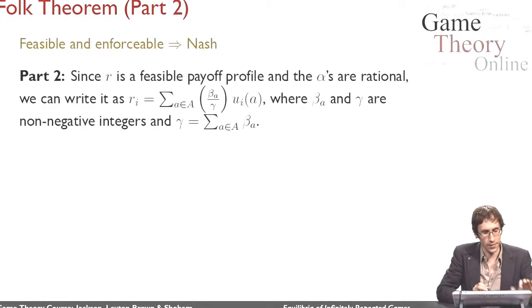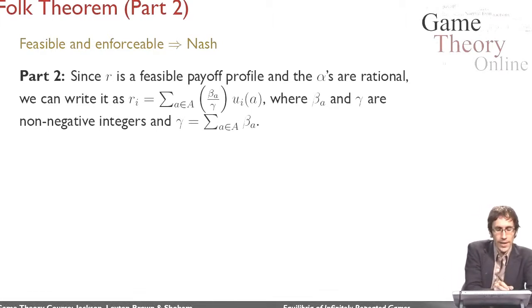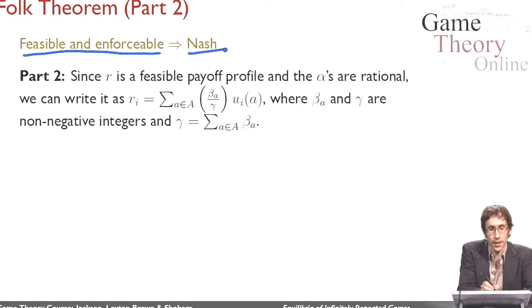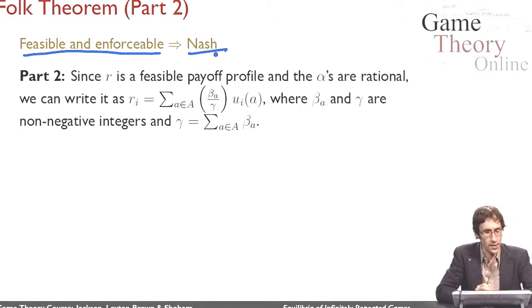So that's part one. That's the easy direction and the less interesting direction. Let's now do the second and more interesting part, which says all I need to assume is that the payoff profile is both feasible and enforceable, and that means that I've found a Nash equilibrium. And what's interesting about this part is that we're going to do it by construction. So I'm going to show you how, if you're given any feasible and enforceable payoff profile, you can build a set of strategies for both players which are in equilibrium with respect to each other and which obtain exactly that average payoff for both players.